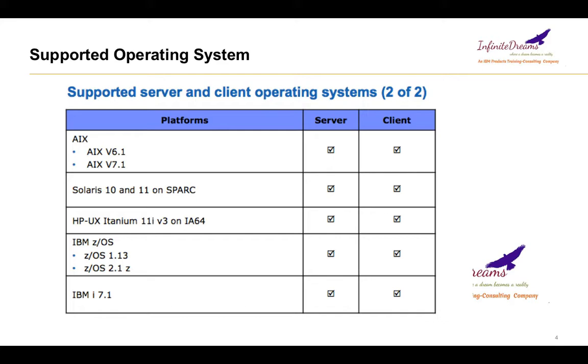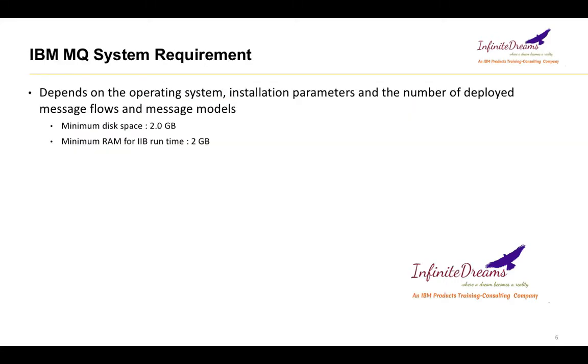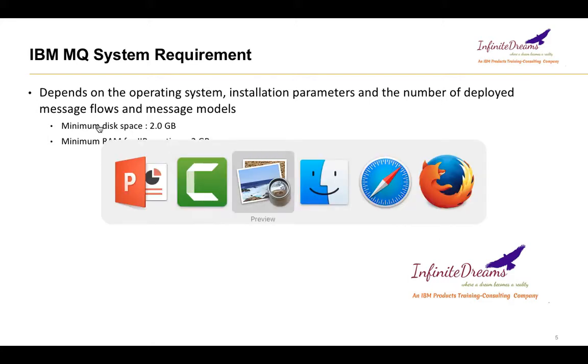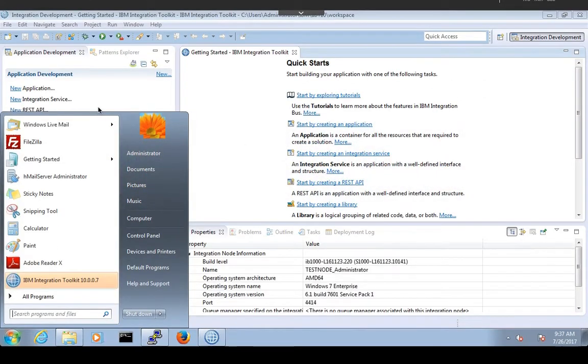So what are the hardware requirements? We need a minimum of 2 GB of disk space for MQ installation. Along with that, we need 2 GB of RAM. So let's go and try to install MQ.